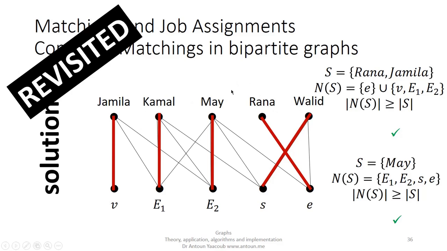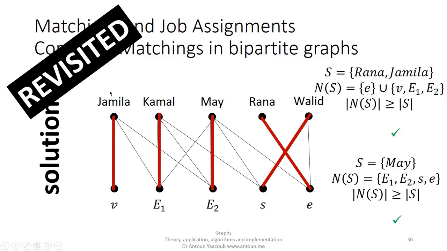So I need to consider all subsets, not just, for example, here I have just two examples. I have picked Rana and Jamila. So I would need to find the neighborhood. The neighborhood of Rana is just E. As for Jamila, it is V1, E1, and E2. So the neighborhood is equal to 4 elements. However, S is equal to 2, so 4 is greater than 2. So I need to do that for all the subsets.